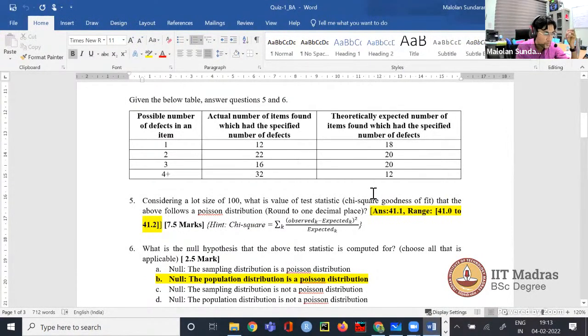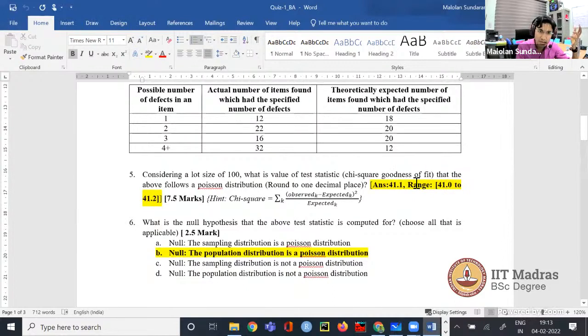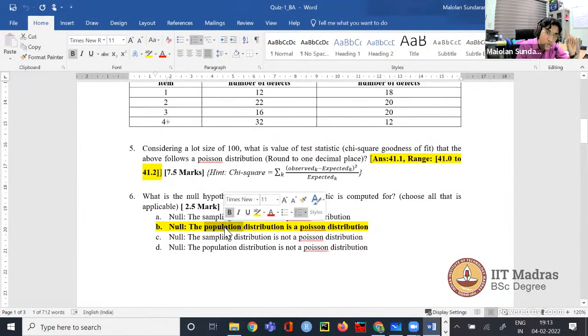No questions? All right. So once you have calculated the test statistic, it goes on to testing your hypothesis. So the first question is, what is the null hypothesis? The null hypothesis is that whatever we have theorized is the actual population distribution. And it is the population distribution that we are theorizing, not the sampling distribution. So the answer to this is, the null hypothesis is that the population distribution is a Poisson, because that is what we are theorizing here, a Poisson distribution.